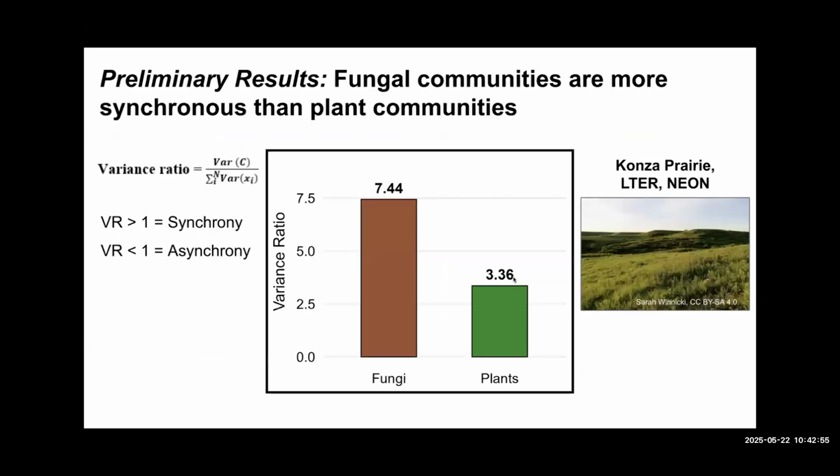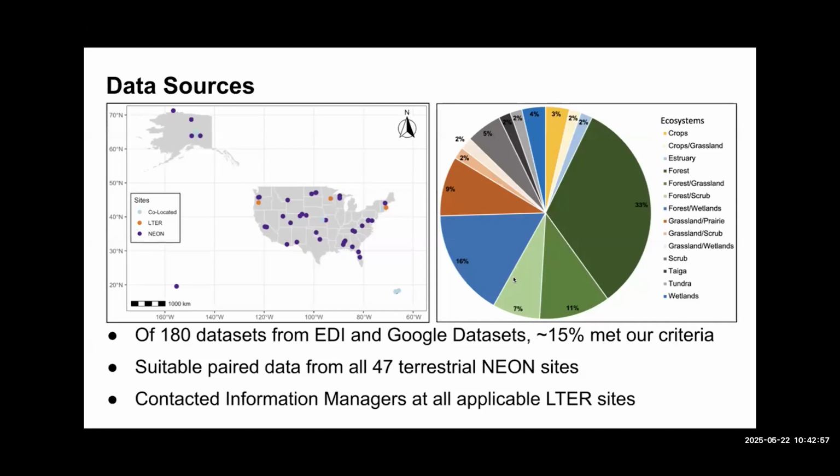But as of right now, we have pretty good coverage of a variety of different ecosystem types. Right now, we have a lot of forest and grassland sites, because that just happens to be where a lot of the NEON sites are. But we are also really interested in the coupling and synchrony of these communities across a variety of different ecosystems. So we're planning on continuing to expand that coverage as well.